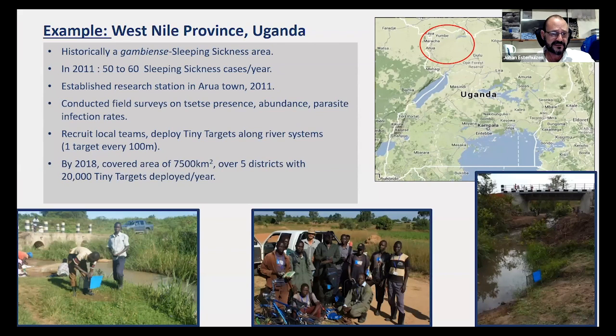By 2018, we covered an area of 7,500 square kilometers over 5 districts and deployed about 20,000 tiny targets every year. So these guys really did a huge job. We then handed it over to Uganda government's tsetse control unit. So this is now a completely self-sustained project and sleeping sickness control within country.